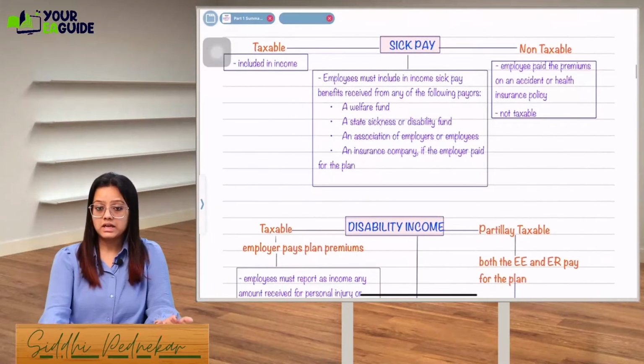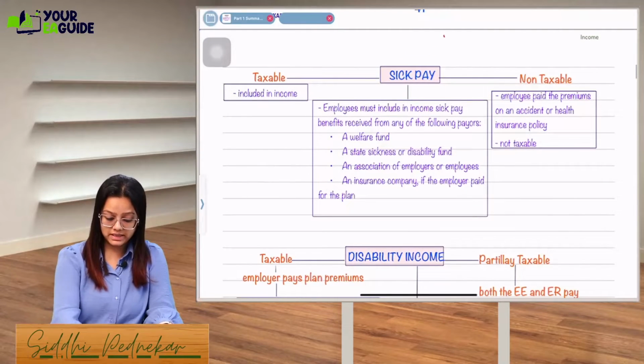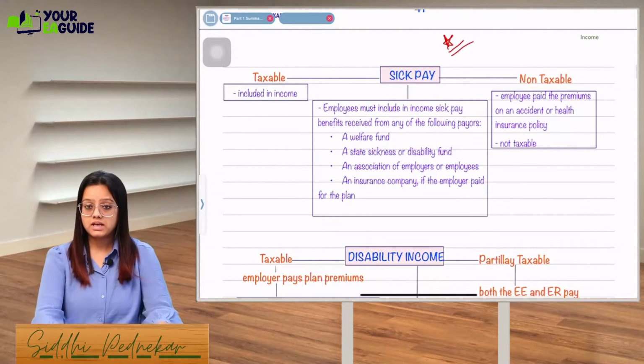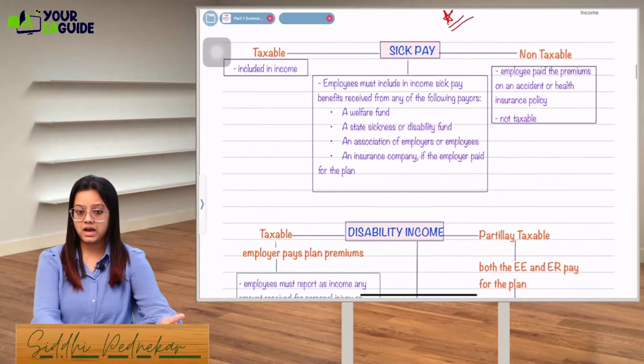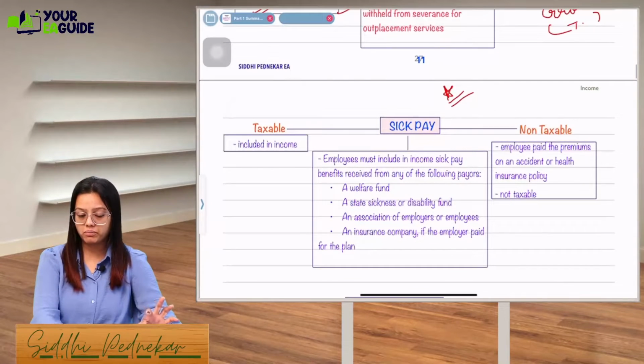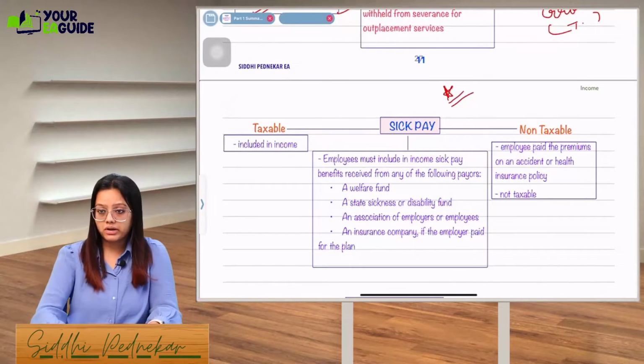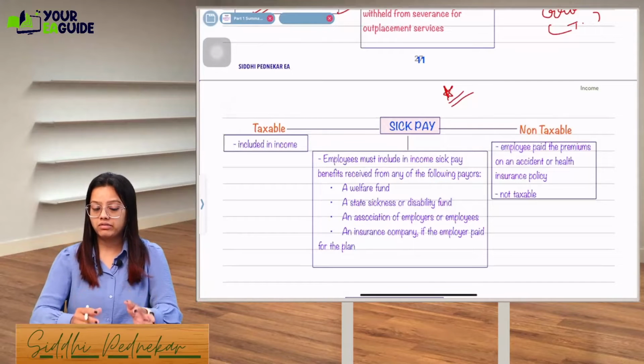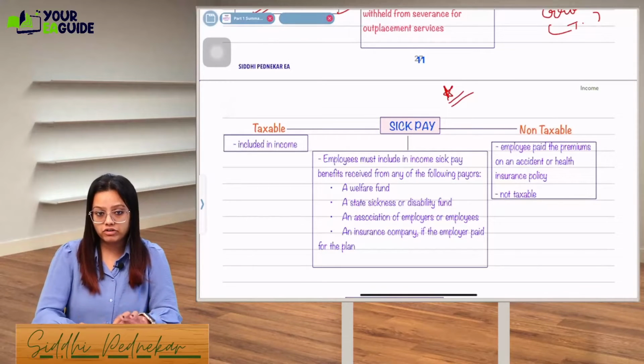Got it, guys? Now this is an important one: sick pay. A lot of questions are asked. Sick pay, disability income, tip income will be asked. These are the ones I am marking as important. Please make sure you read them very well and in detail from your regular book.